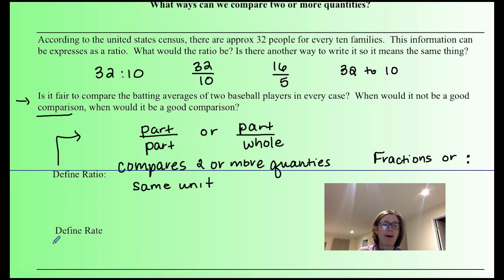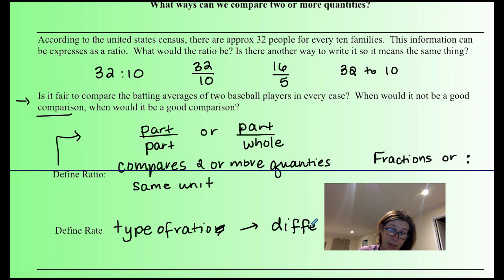Now, I want to talk about something else that you learned when you learned about ratios, and that's a rate. A rate is a type of ratio, okay? It's a type of ratio, but a ratio has to be in the same units, and rates are usually in different units. And rates usually will have a denominator of 1. And we're going to talk about that as it relates to slope, okay?